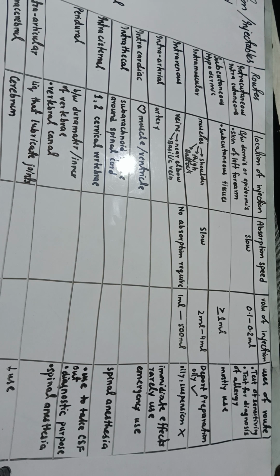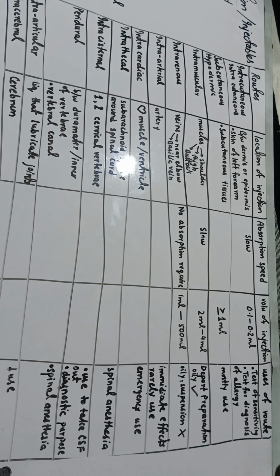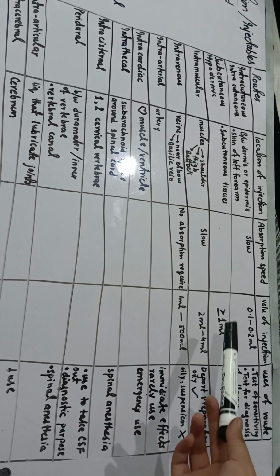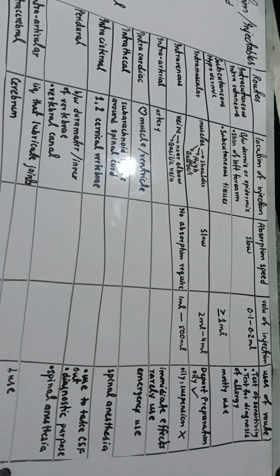So your left forearm, the skin should be uplifted, and after that we will inject the injection into the skin of that particular patient. The absorption speed of this injection is very slow, so it is causing an extended release effect of that drug. The volume of injection should be 0.1 to 0.2 ml. Above this volume will cause serious side effects.